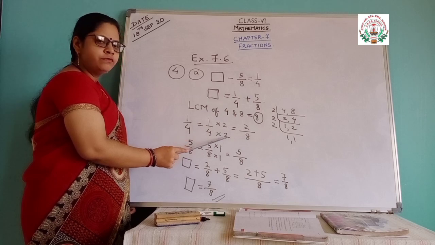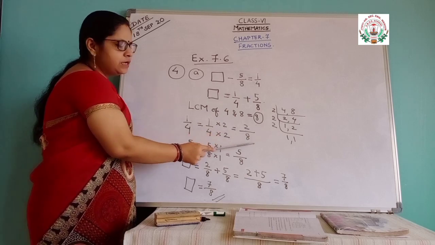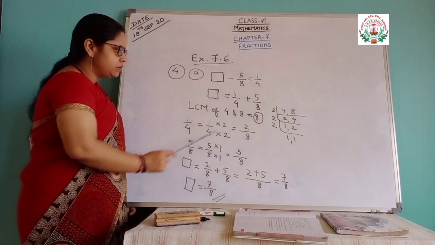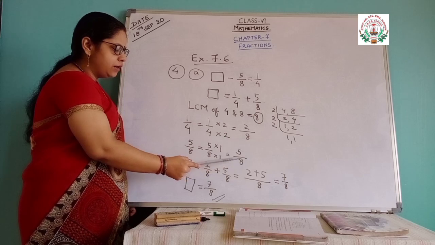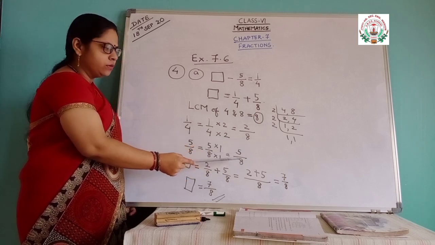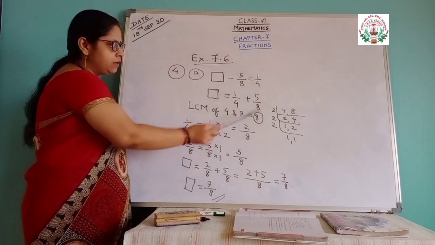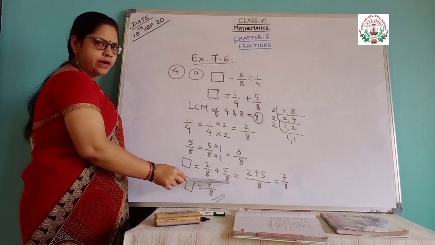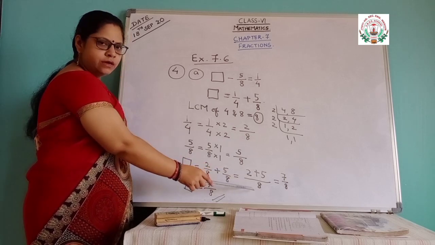So what you are doing for the denominator, the same you are doing for the numerator also. So now it is 2 by 8. Next, 5 by 8: denominator equal to LCM, that is 5 by 8 only, into 1. So into 1 for the numerator also, that is 5 by 8 only. Then in place of 1 by 4 writing 2 by 8, in place of 5 by 8 writing 5 by 8 only. Then adding the numerators, and the denominator will be written one time only.